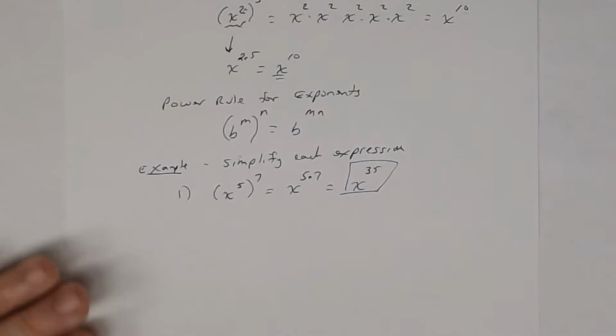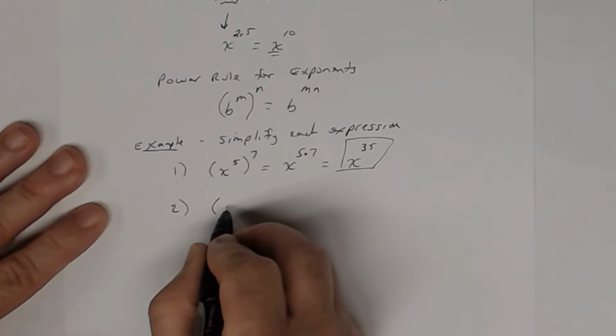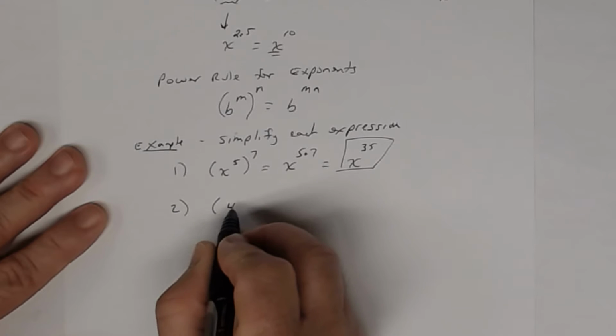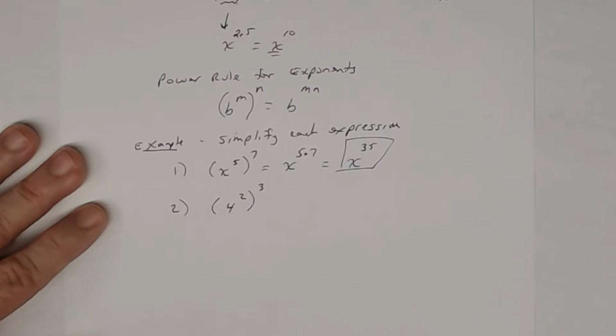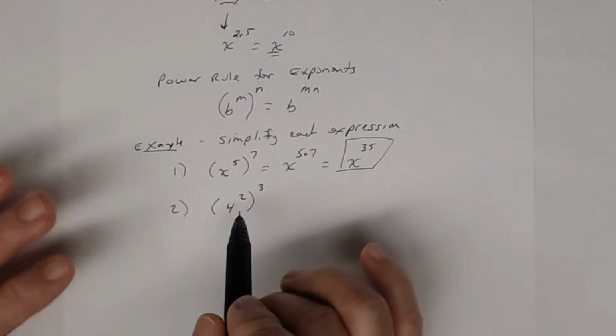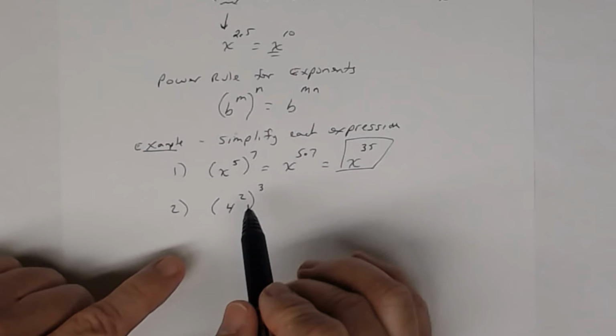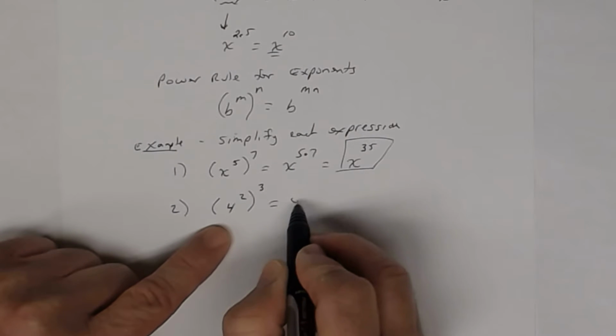All right. So it's very simple. It is a very simple process. Number 2, you could have, let's say, 4 squared raised to the 3rd power, right? And so if you simplify this, simplifying basically means you first of all think about getting rid of the parentheses. So to get rid of the parentheses, you have a power raised to a power. So 2 times 3 is 6. You get 4 to the 6th power.